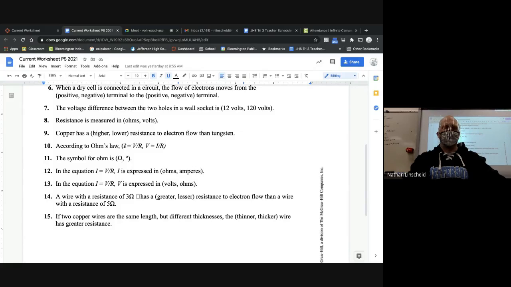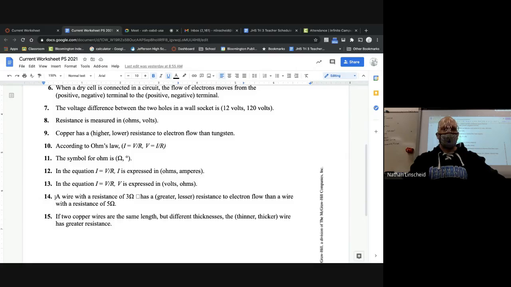According to Ohm's law, I, current, equals voltage divided by resistance. You guys might not know that. If you looked ahead in the notes, you would see it's the first one. Okay, I equals V over R. We'll talk about that today. The symbol for ohms is omega. Omega, right? In the equation, I equals V over R, oh look, they kind of gave it away. I is expressed in ohms or amps. Amps. I is current, and current is measured in amps. In the equation I equals V over R, V is expressed in volts.